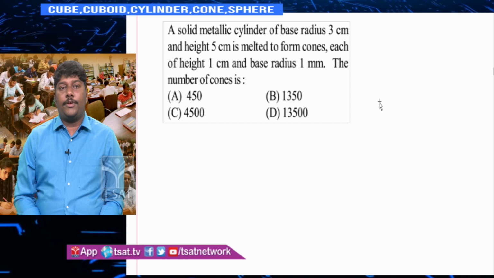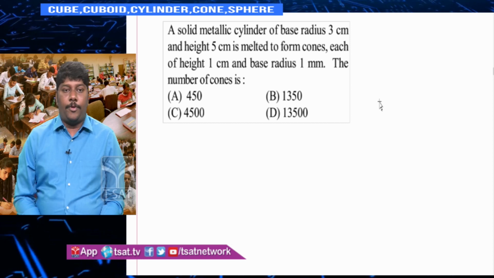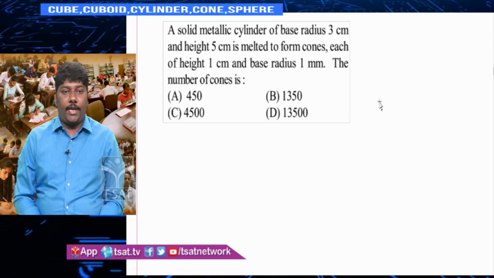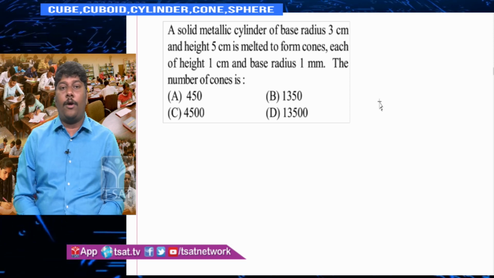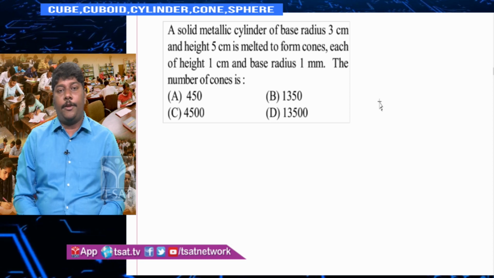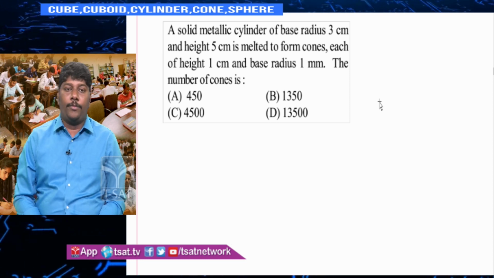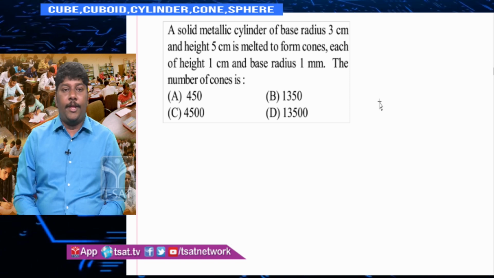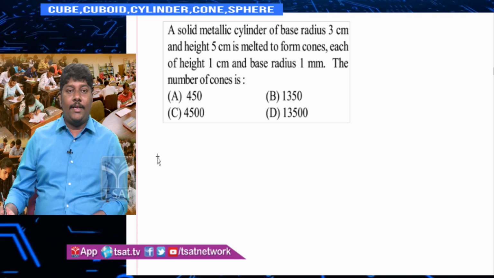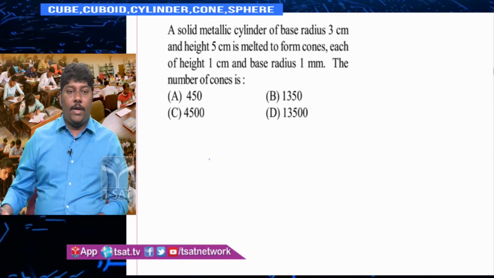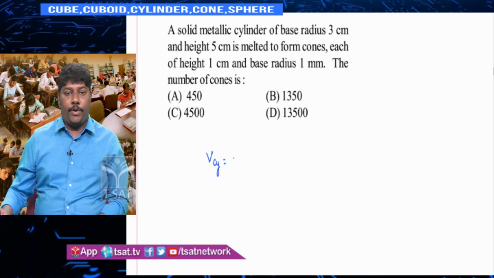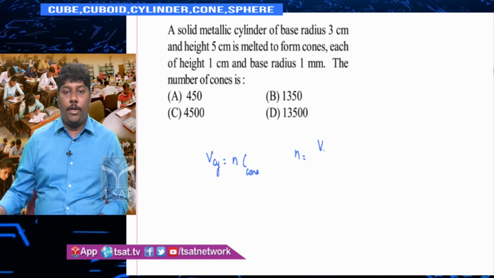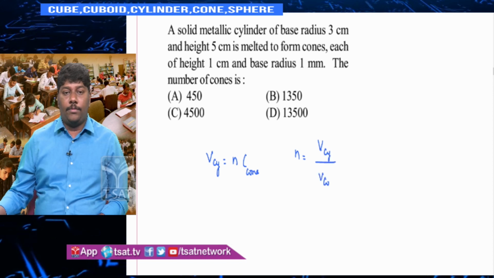Now, look at the problems based on cylinders. The first problem: a solid metallic cylinder of base radius 3 centimeters and height 5 centimeters is melted to form cones, each of height 1 centimeter and base radius 1 mm. Then find the number of cones. So you are melting a cylinder and forming cones. Therefore, volume of cylinder is equal to n into volume of cone. I would say n is equal to the volume of cylinder divided by the volume of cone.